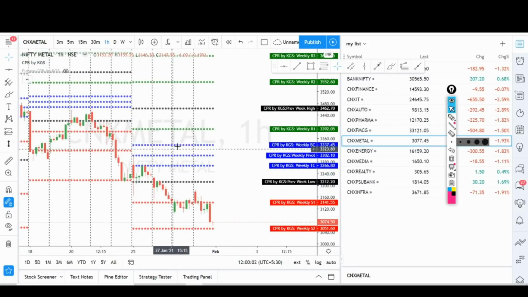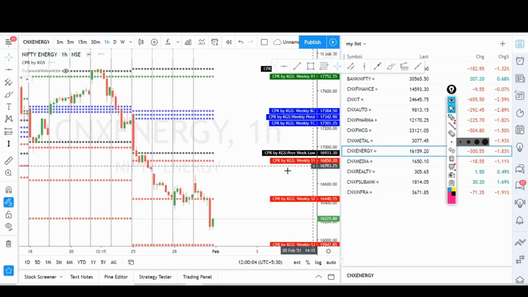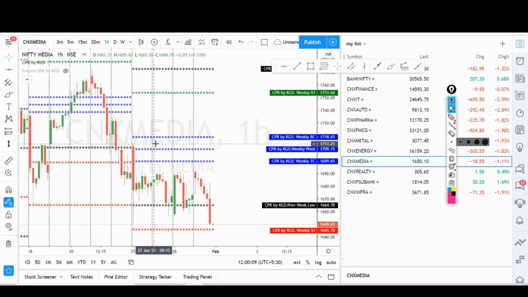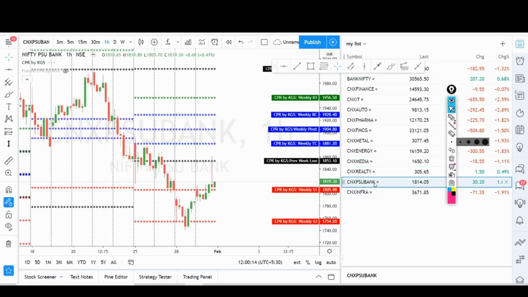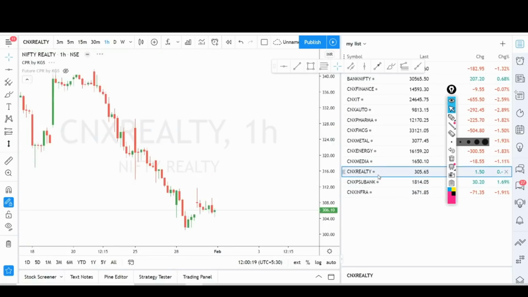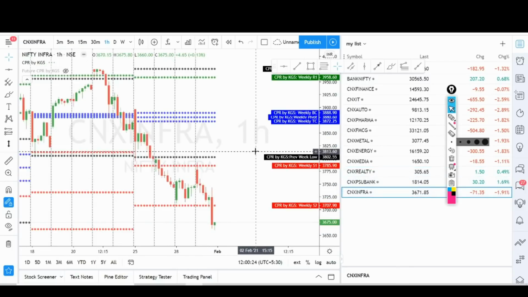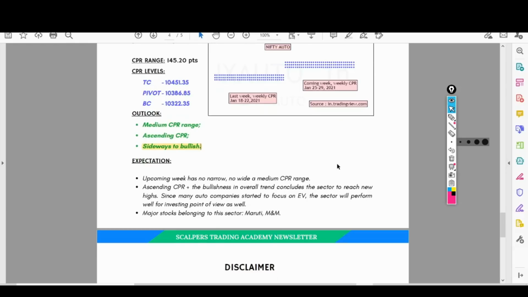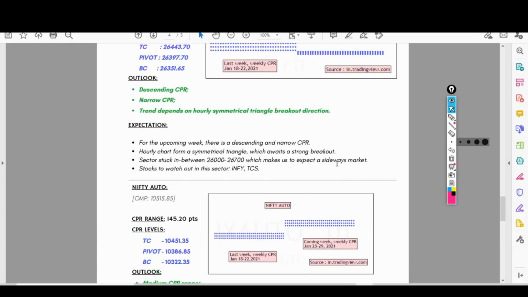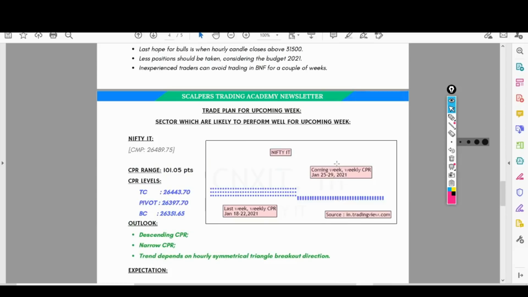The metal sector is staying below the CPR, it's bearish. The energy sector is staying below the CPR, it's bearish. The media sector is staying below the CPR, it's bearish. And PSU banks are staying below the CPR, and now they are giving a correction. And the realty sector and infrastructure, see, all the sectors are below the CPR. So what happens? The market will be bearish. So this is what happened last week as per my weekly newsletter.